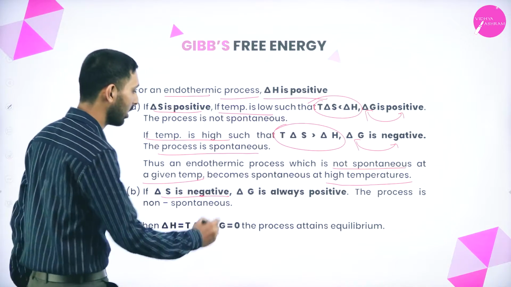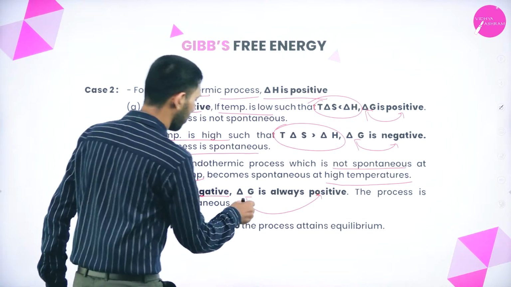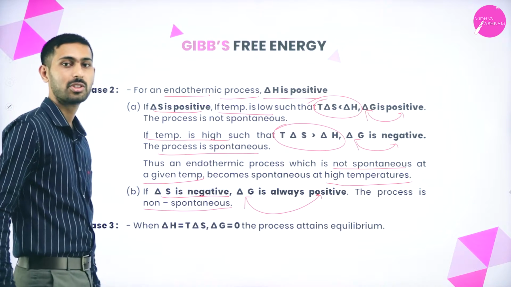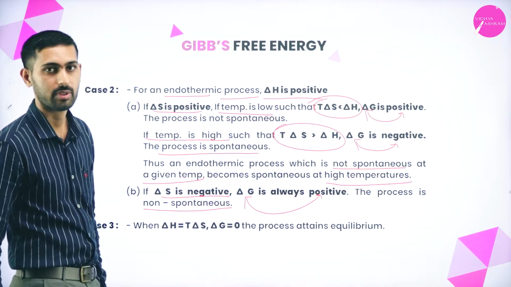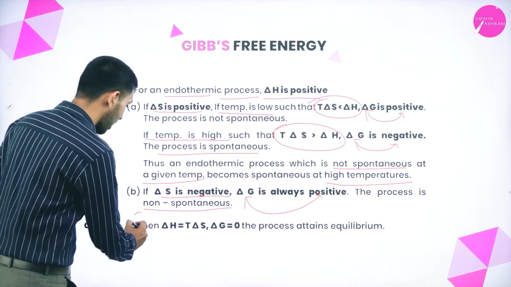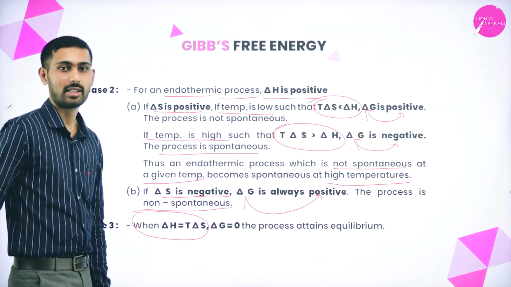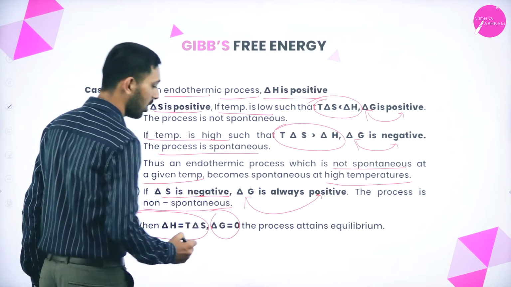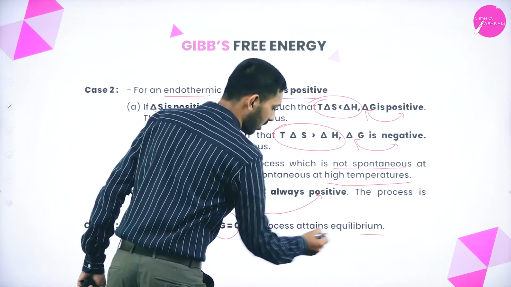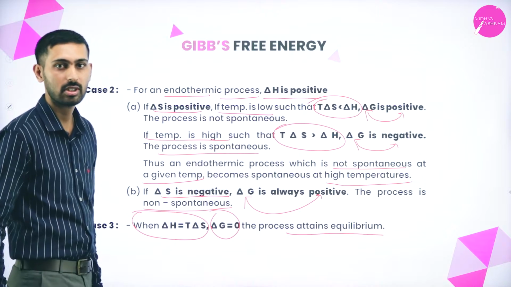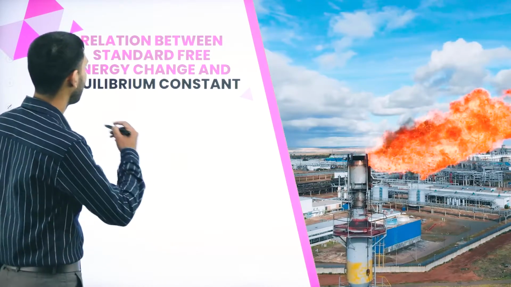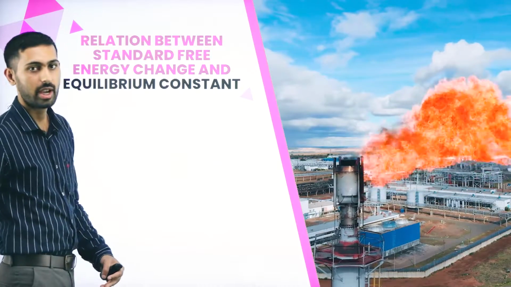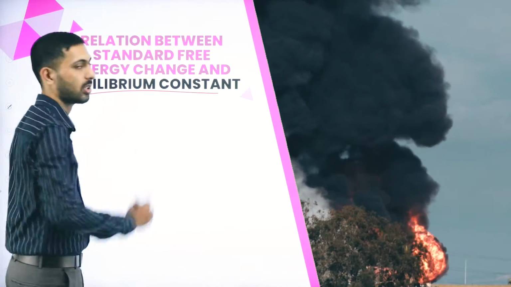Delta S negative means delta G is positive, and this process is known as non-spontaneous process. When delta H is equal to T delta S, then delta G will be equal to 0, and this process is known as equilibrium. Now let us take the relationship between standard free energy change and equilibrium constant.